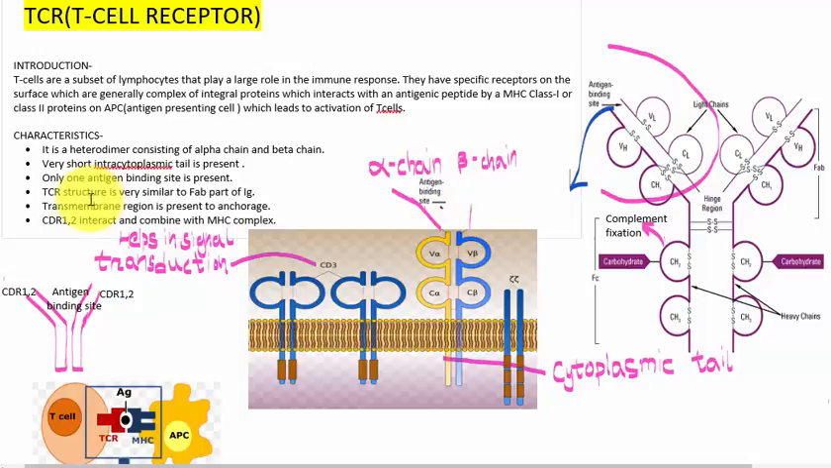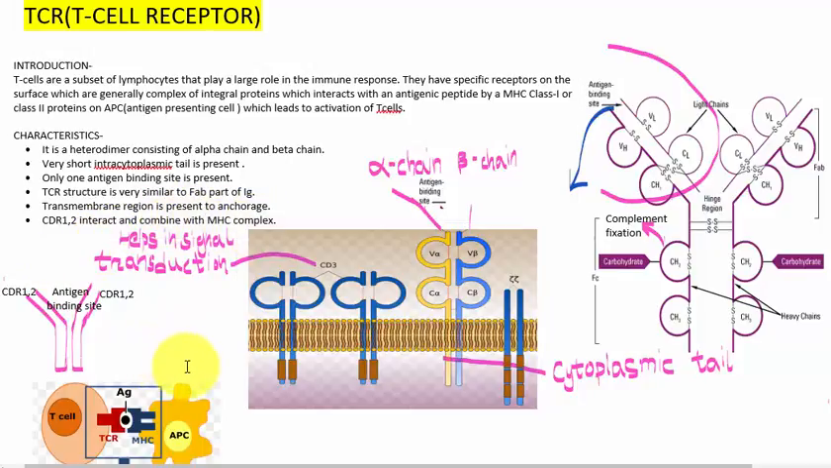The next point is that the TCR structure is very similar to the Fab part of immunoglobulin. We have already discussed that this part of the TCR structure is very similar to the Fab part of the immunoglobulin. The next point is the transmembrane region, which is present to anchor it. This is the transmembrane region which is present to anchor it. Next point is that CDR1 and CDR2 interact and combine with the MHC complex.